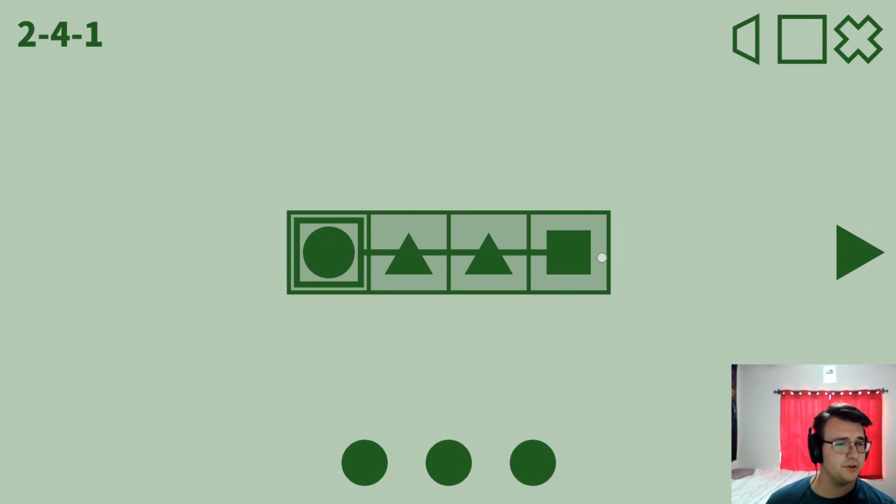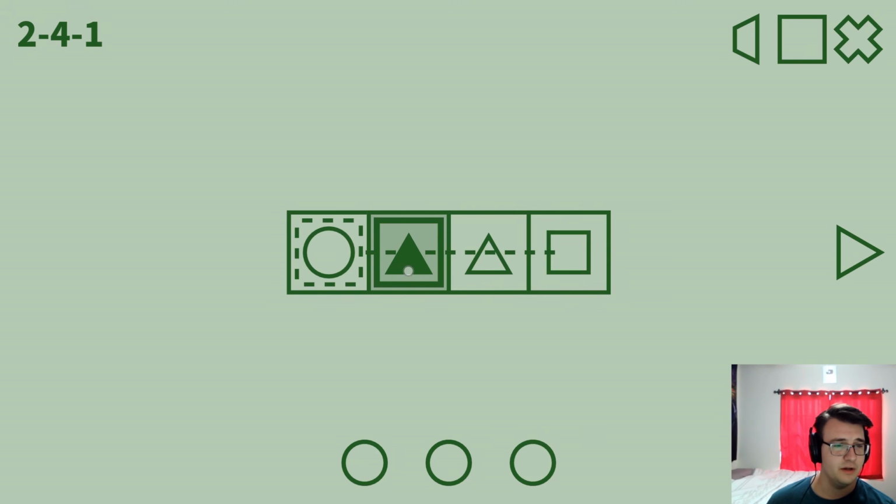2-4 wants me to go circle, square, through triangles. What if I go the opposite way? Only partial credit. What if I started at a triangle, ended at a square? Partial credit. Started at a circle, ended at a triangle, partial credit. Circle to circle, partial credit. How do I isolate the last rule?